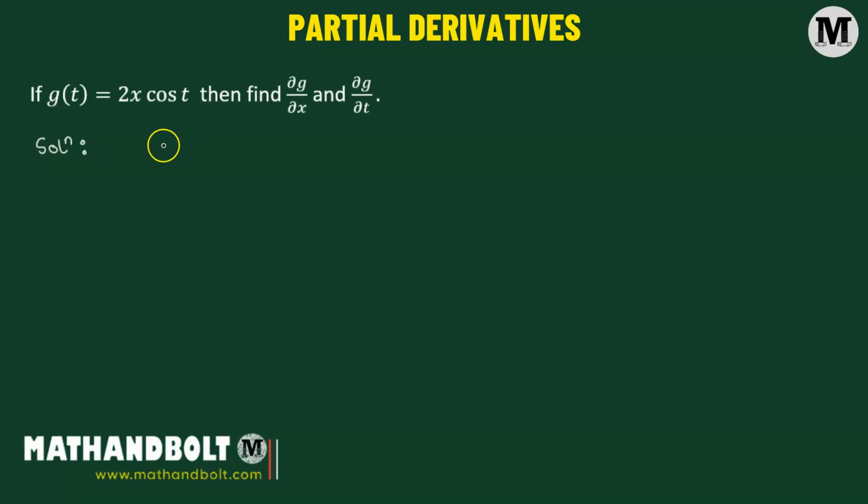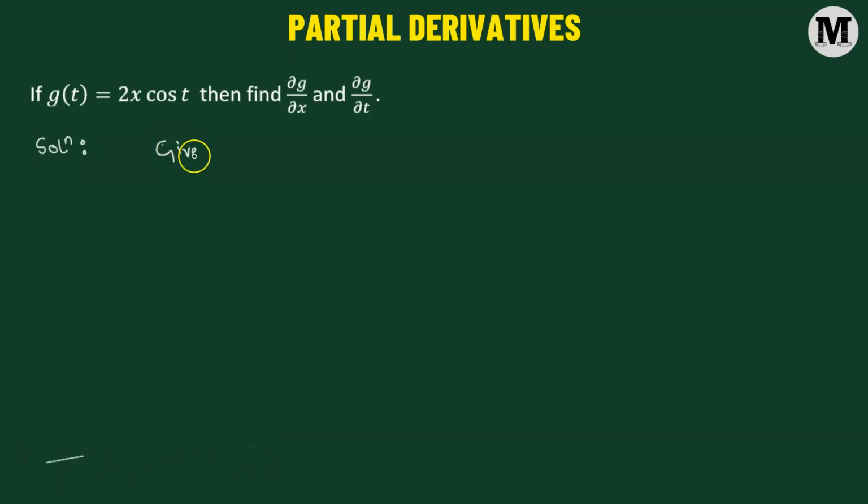So we'll start with the given function. So here we are given the function g of t, so that's equal to 2x times cosine of t. So we'll first compute the partial of g with respect to x. So this will be equal to the partial with respect to x of 2x cosine t.